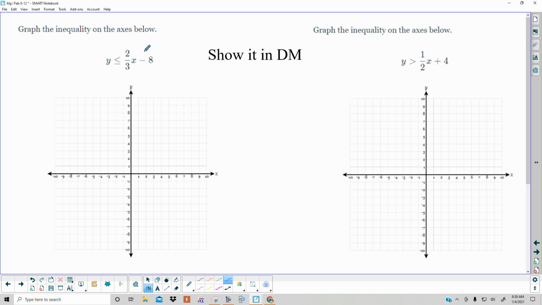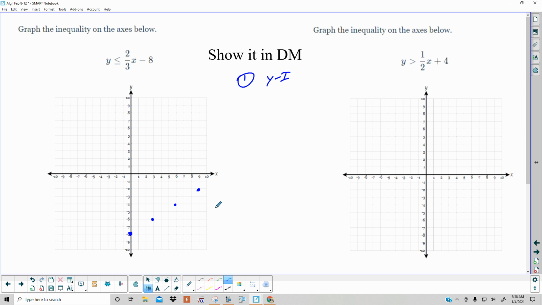Next, to graph this on an xy grid, first thing you do is your y-intercept. So the y-intercept is negative 8. The slope is 2/3. So you're going to rise 2, run 3, rise 2, run 3. Now in Delta Math, you only have to do that once. I'm just doing it to help me draw the line.